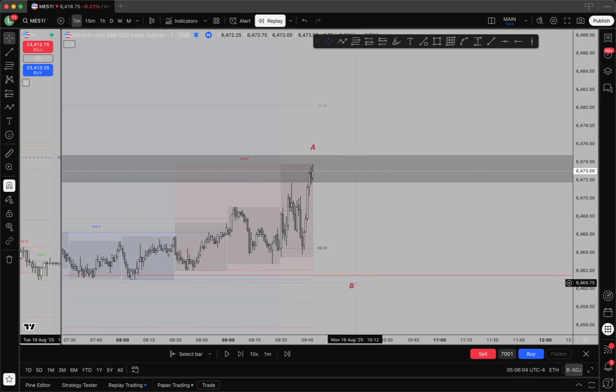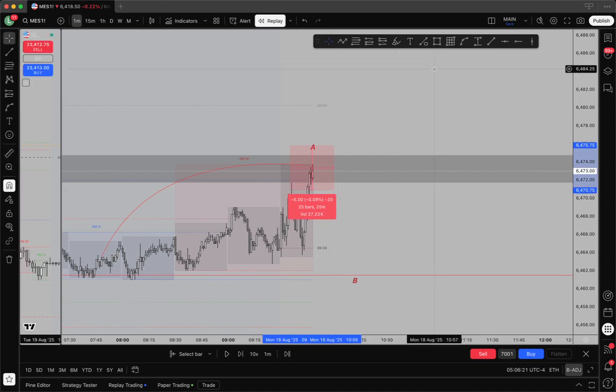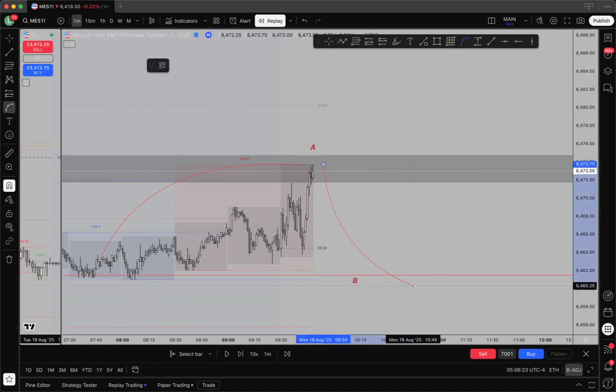So I target the original consolidation, because essentially this is a market maker sell model, you can see here. We have the original consolidation down here. We have the buy side of the curve, which is here. And then as long as we get a smart money reversal here, I can then trade the sell side of the curve down to the original consolidation. The original consolidation is down here, which also lines up with the previous day low.